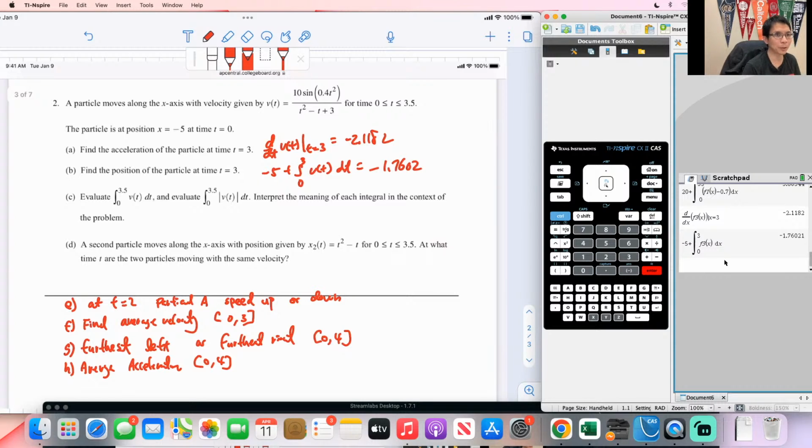What's the difference between integration of v of t and integration of absolute value of v of t? Absolute value is total distance. There we go. And what's v of t? So total displacement. You have to write it down. And this one is total distance.